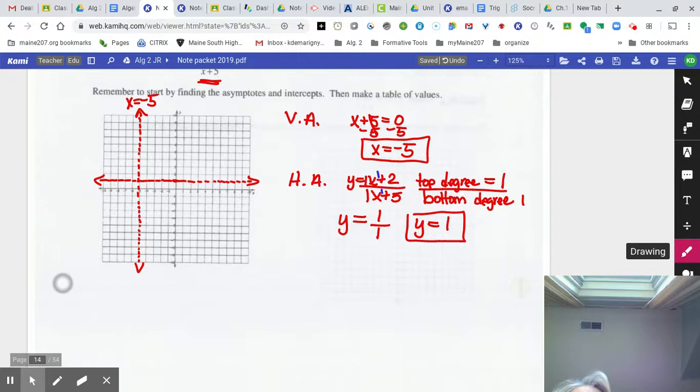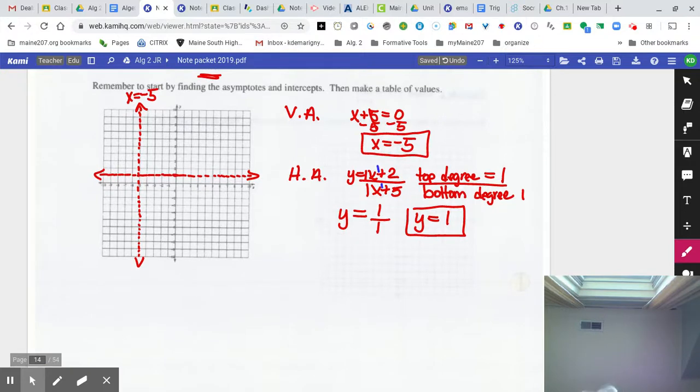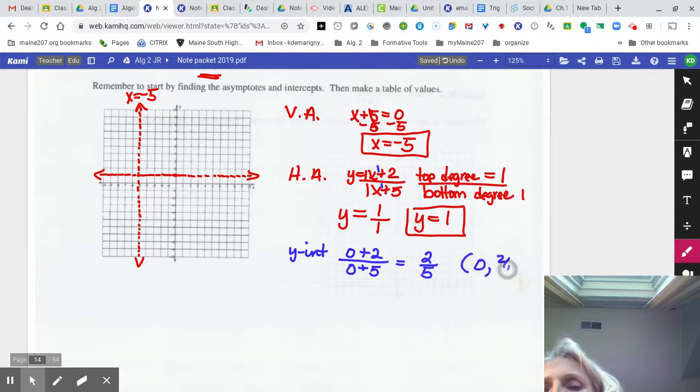So the next thing I want to find are my intercepts. Again, I think the easiest intercept for me to find is going to be the y-intercept. So I'm going to go there first. So the y-intercept, I'm going to let x equal 0. So I have a 0 plus a 2 over a 0 plus a 5. And so my intercept is at 2/5. So my x is 0, my y is 2/5. And if you want to know what that is, I believe that's about 0.4.